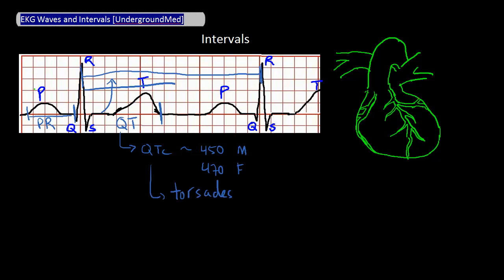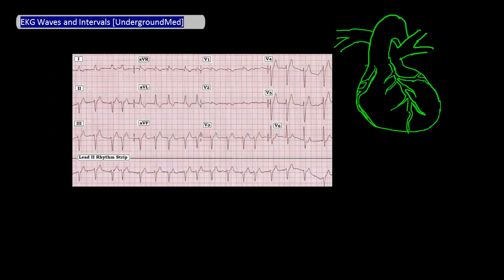When you put all the waves and intervals together in all the different leads, you get an EKG that looks like this. Notice that there are a few seconds for each lead, and at the bottom there is a full 10 seconds from one of the leads. This is called the rhythm strip. Now that you understand how an EKG is performed, the waves and intervals that make up an EKG, you are ready to learn how to interpret EKGs. So watch the next video called Method to Read EKGs.